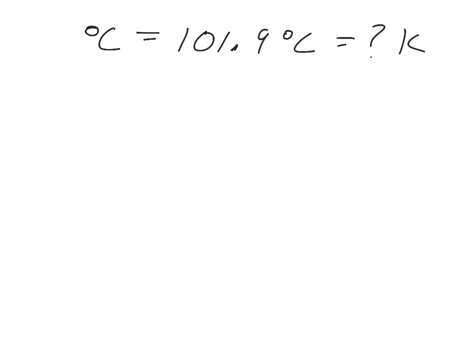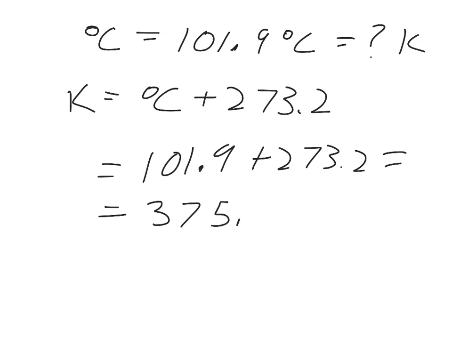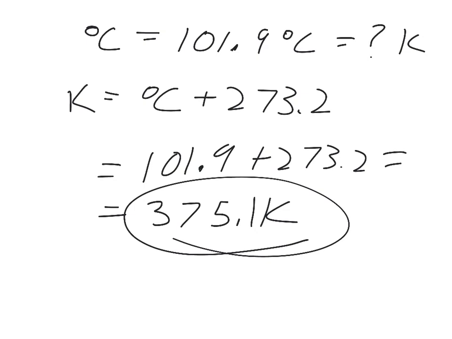All right, so let's go ahead and do it. Our temperature in Kelvin equals our temperature in Celsius plus 273.2. So 101.9 plus 273.2. I'm going to use my calculator for this one. Nothing wrong with that. 101.9 plus 273.2 gives you 375.1 kelvins.